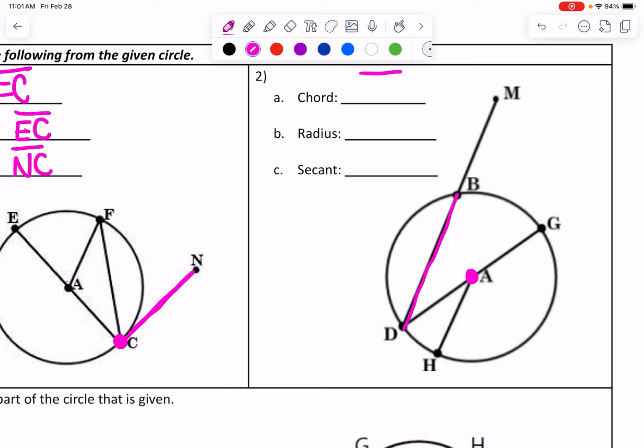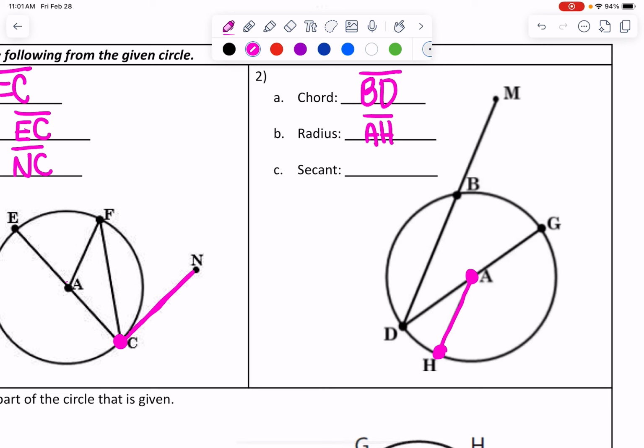Now, the reason it's not M to D is because M is outside the circle. A chord cannot be outside the circle, so I can't use that. It just has to be from B to D. Everyone should know the radius. The radius is the distance from the center out. So the distance from center out would be right here. That could be AH.